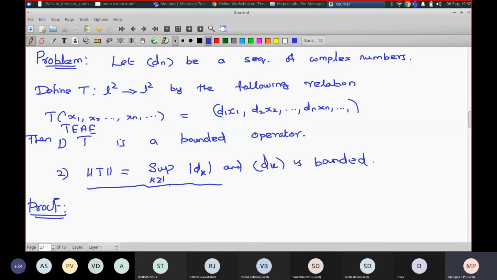Okay, this is very clear. If you want to verify this, it is a simple exercise. You have to do the exercise to check the above equalities.